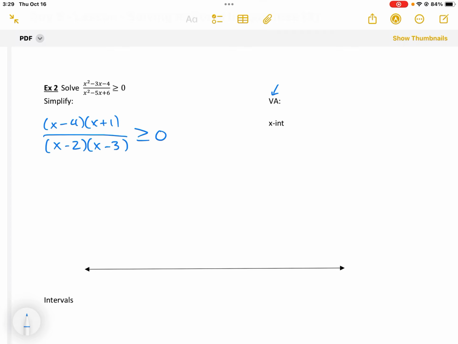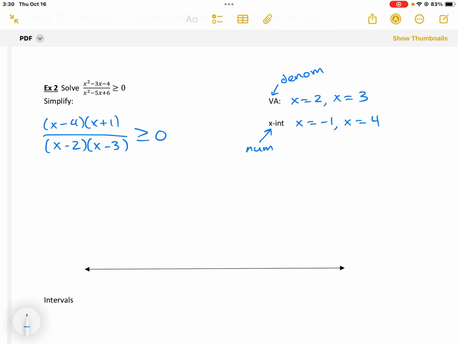So my vertical asymptotes, those are from the denominator. Now that I've factored it, it's easy to see those ones. X equals 2 and x equals 3. My x-intercepts, those ones are from the numerator. So I've got x equals -1 and x equals +4.